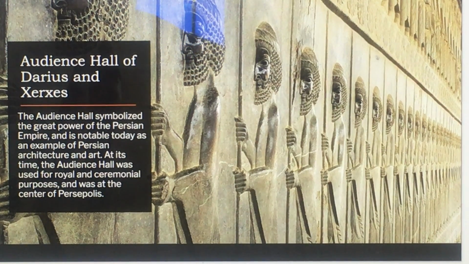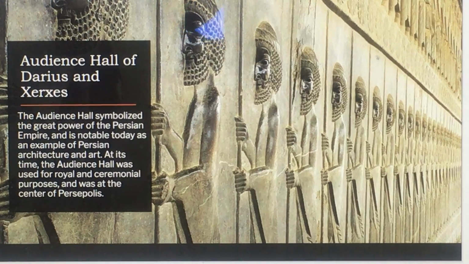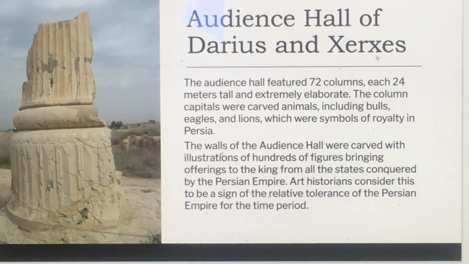So the audience hall symbolized the great power of the Persian Empire and is notable today as an example of Persian architecture and art. At its time, the audience hall was used for royal and ceremonial purposes and was the center of Persepolis. The audience hall featured 72 columns, each 24 meters tall. It's pretty tall and extremely elaborate.